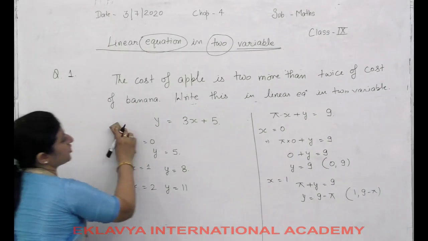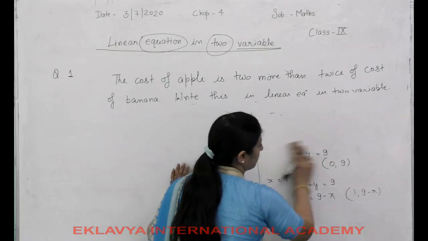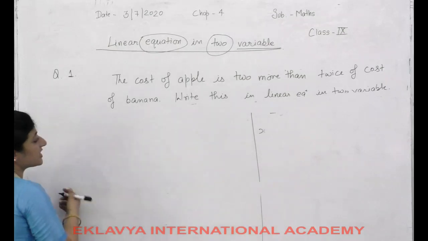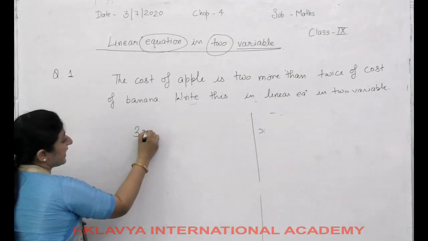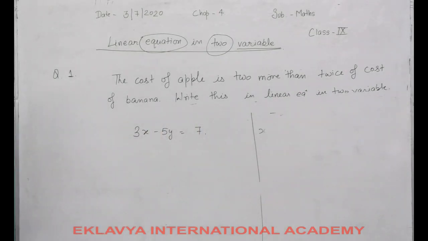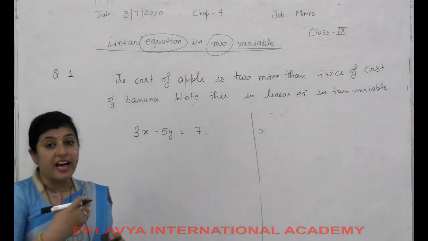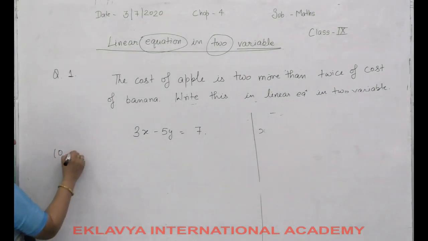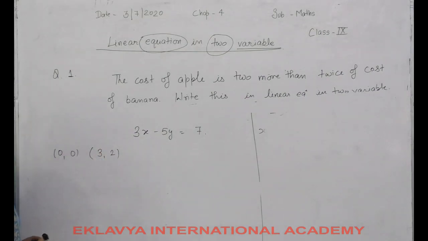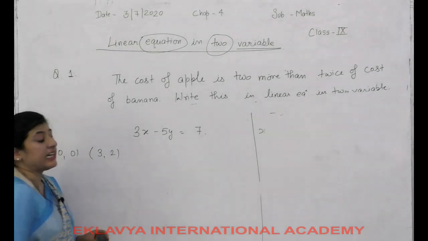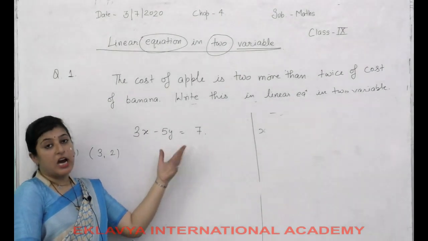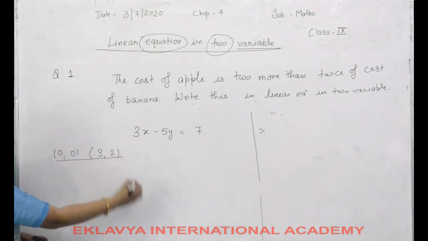Now see the next type of question. An equation is given to you. Suppose like this, 3x minus 5y is equal to 7. This equation is given to you and some ordered pairs are given. Suppose (0, 0) and (3, 2). We have to check whether the given pairs are solutions of this equation or not. How to check it?